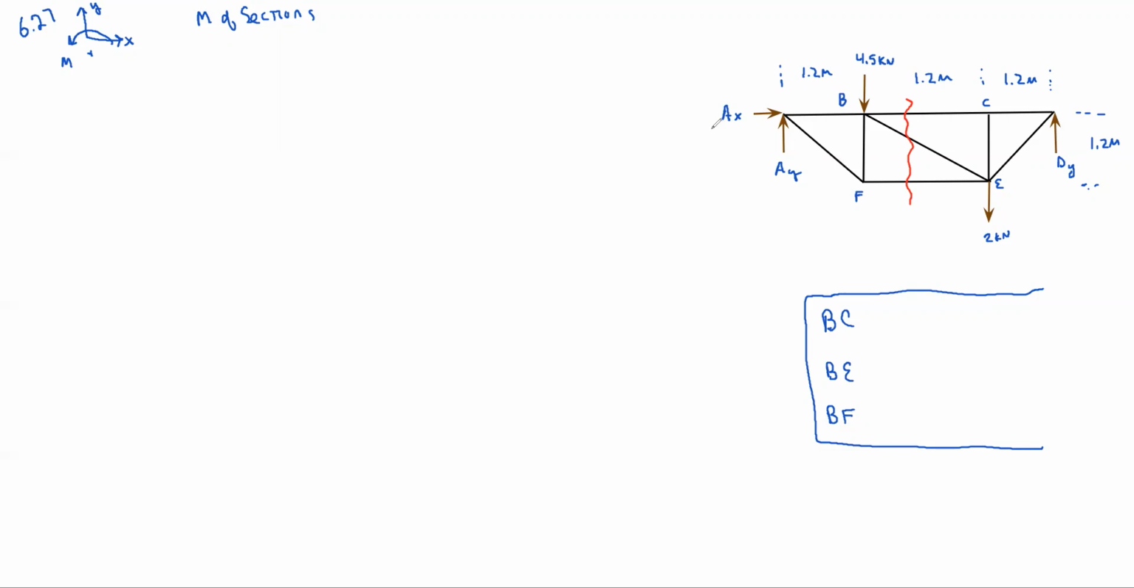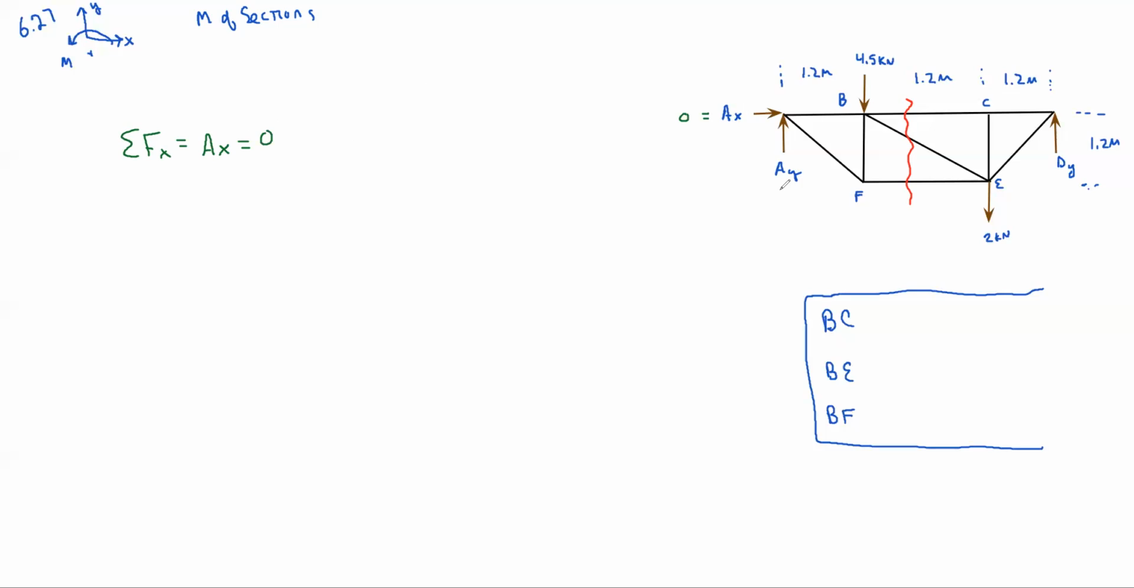Well, certainly starting with AX would be really easy. Summation of the forces in the X direction is equal to AX, which is equal to 0. There's only one force in the X direction. I'll go ahead and mark that down as 0.